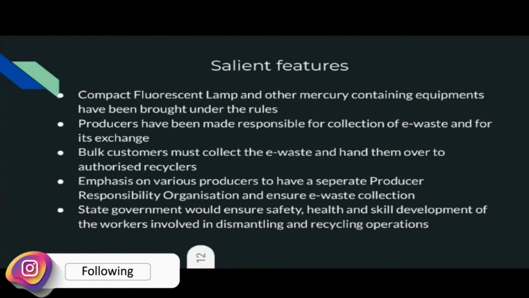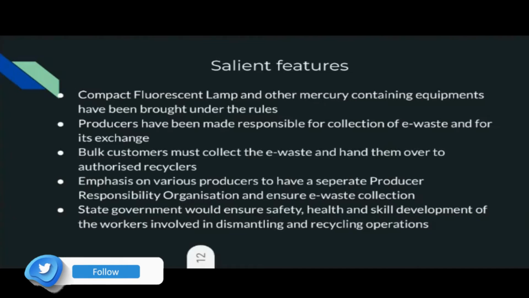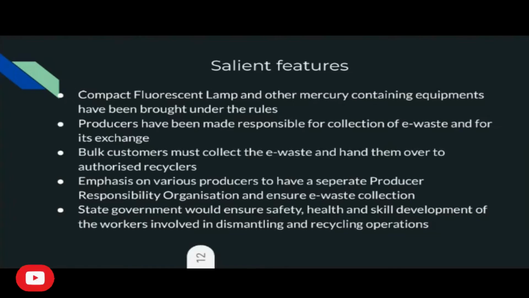And the state government will ensure the safety, health and skill development of the workers who are involved in dismantling and recycling operations. So basically, this rule deals with the polluter pays principle as well as the responsibility of the state government to control e-waste.